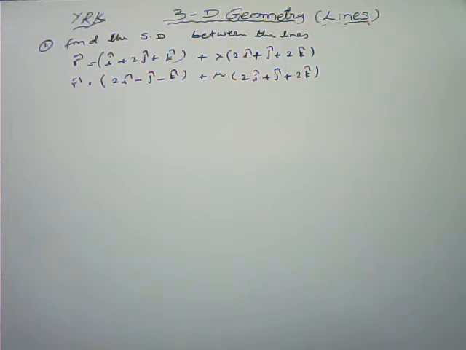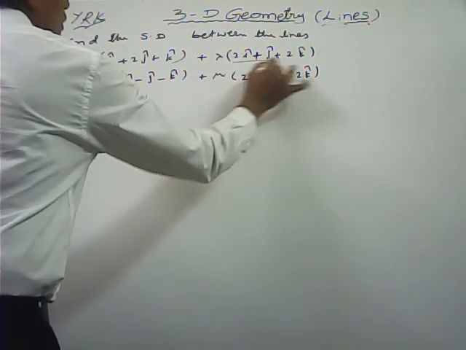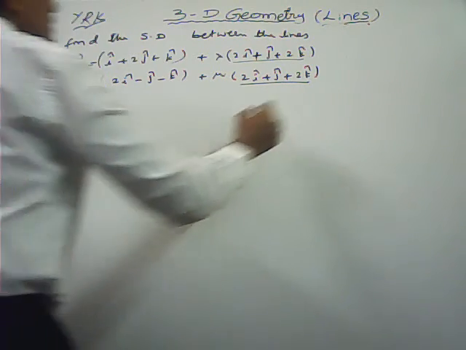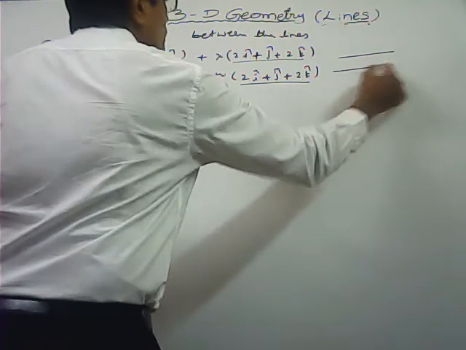Here also we have to find the shortest distance between these two lines. Now here we can check the ds. Both the ds are in the same ratio, both are identical, so both the ds are same, which means both the lines are parallel. What is the distance between these two parallel lines?